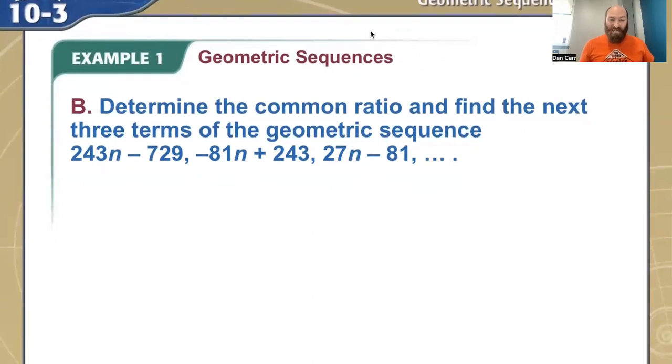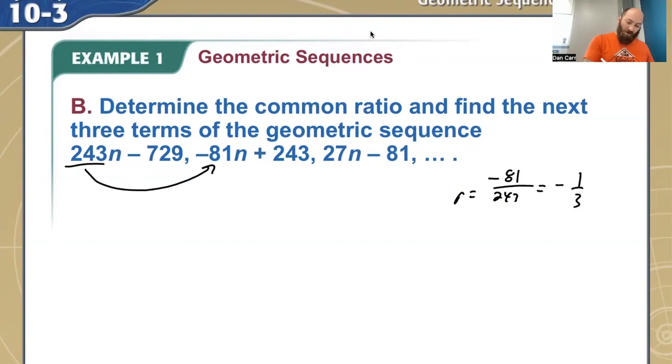Okay, so another example of that. Determine the common ratio and find the next three terms of the geometric sequence here. So we have 243n, minus 729. So we've got two things going on at once, and especially with that n there kind of throwing us off. So again, focus on any one of these at a time. How can I get from 243 down to -81? If I look at that as -81 divided by 243, it's going to give me -1/3.